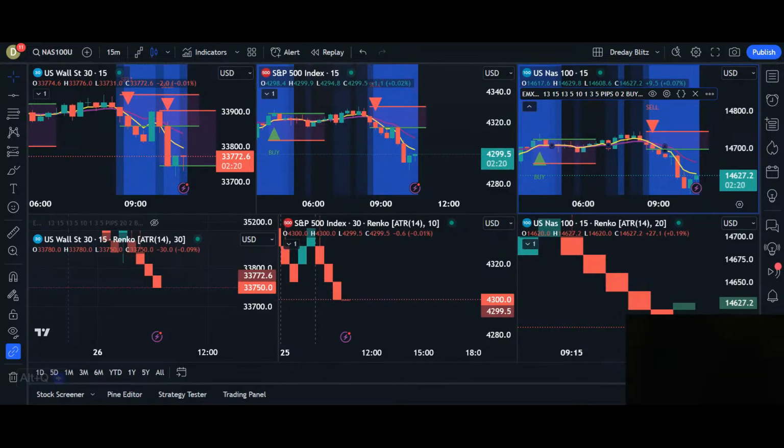So you could do that for multiple pairs or indices, as long as you have the option to do so, because this option is only offered on Premium Plus or the Pro Plus or the Premium on TradingView. So you need to have those two packages to be able to create multiple signals.